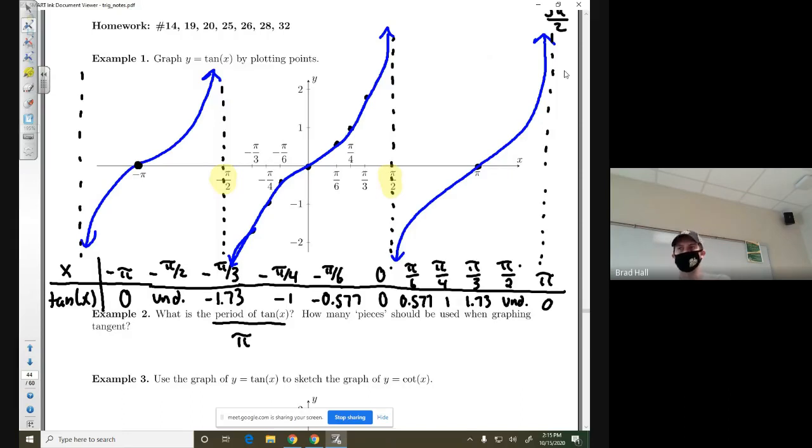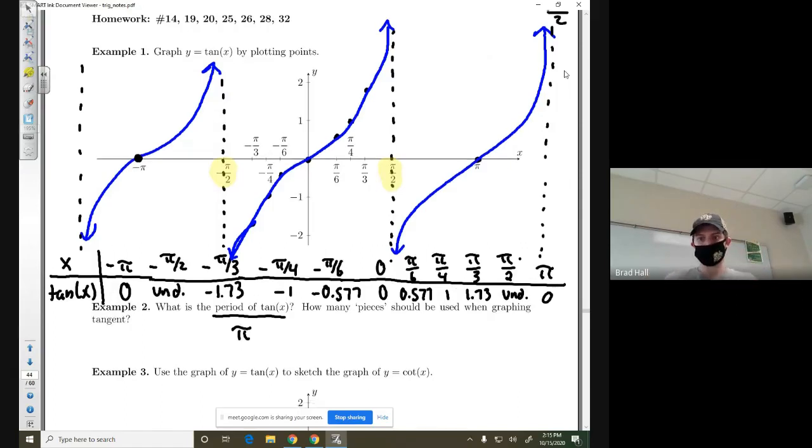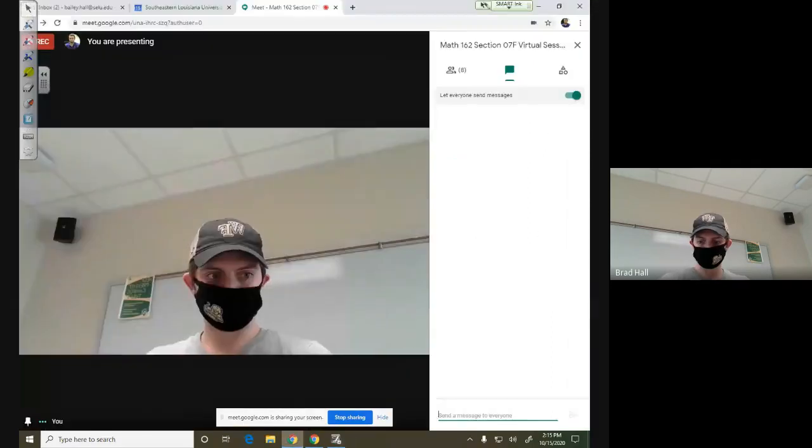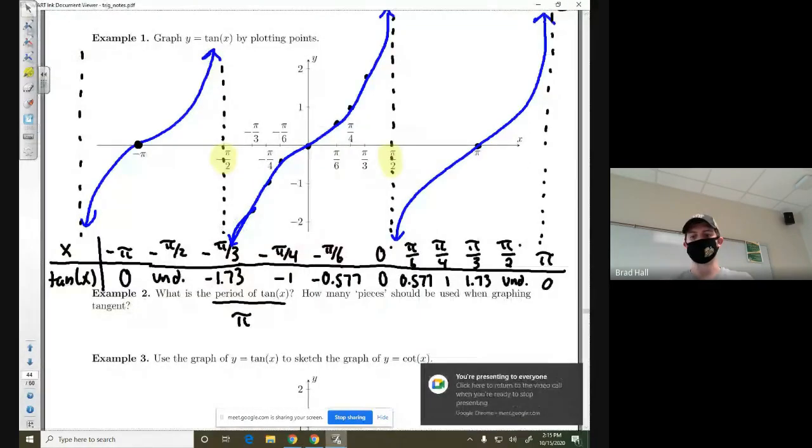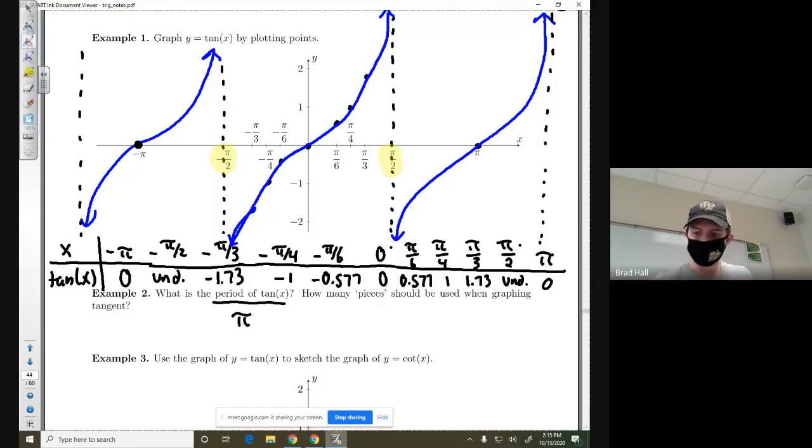So when we work problems like this, instead of it being 2 pi divided by the number, it's going to be pi divided by the number. That will be our default when we deal with tangent problems. That is the graph of tangent, and that's the period of tangent. Also, the number of pieces, I might as well. So it says how many pieces should we use?